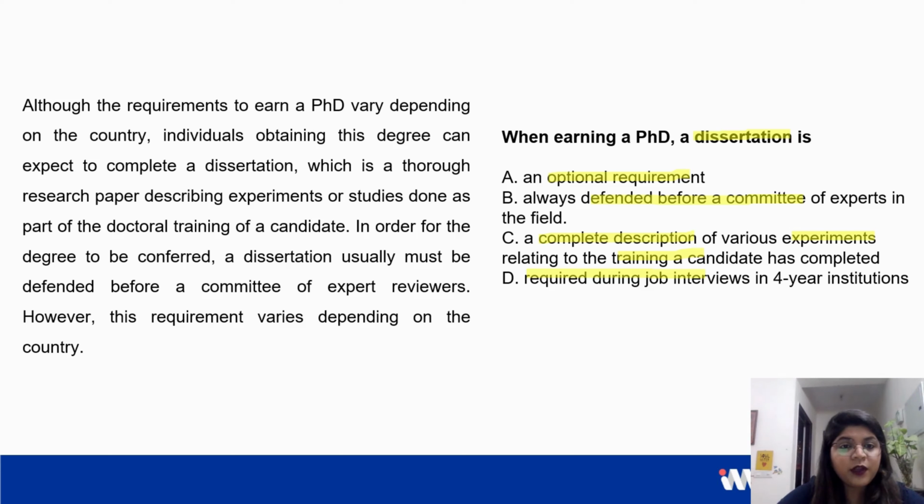Okay, so although the requirements to earn a PhD vary depending on the country, individuals obtaining this degree can expect to complete a dissertation. What is a dissertation now? It is a thorough research paper, which means a detailed research paper that describes experiments or studies done as a part of doctoral training of the candidate. In order for the degree to be conferred, a dissertation usually must be defended before a committee of expert reviewers. However, this requirement varies depending on the country.